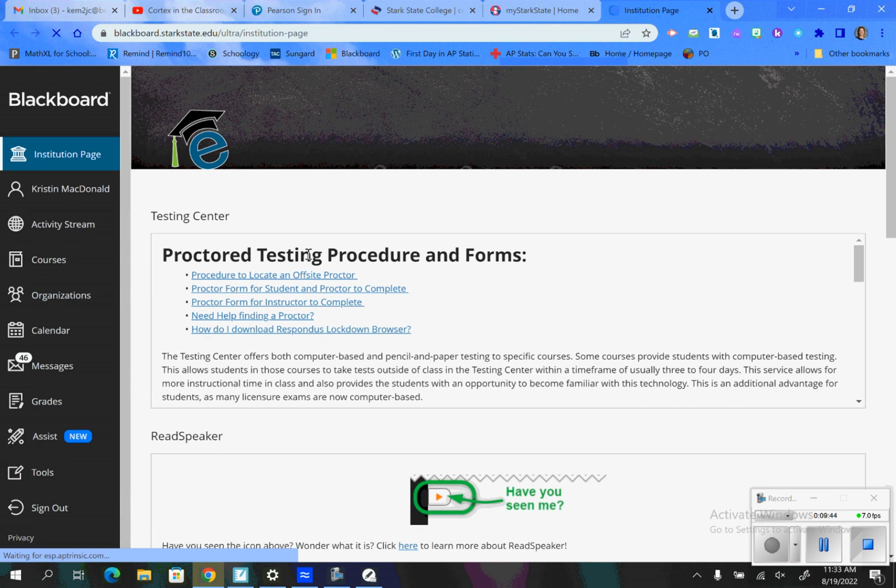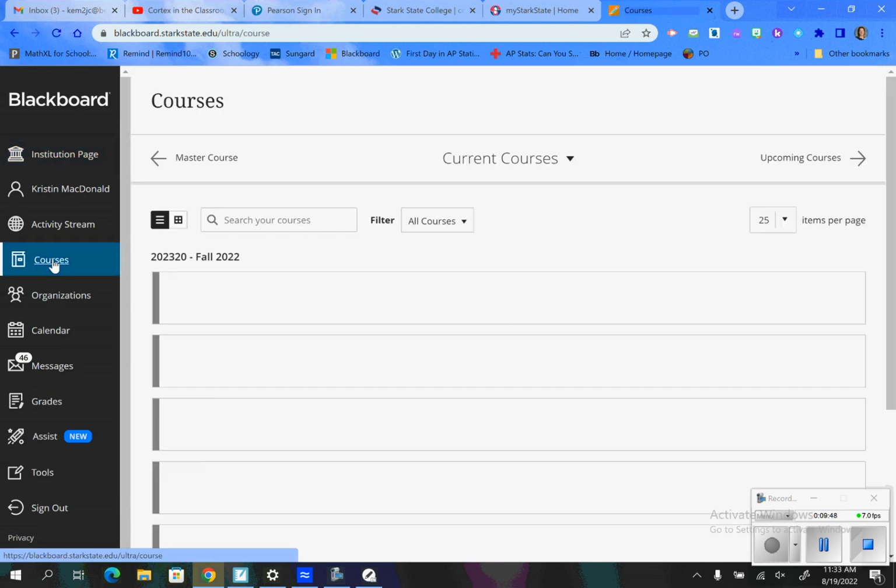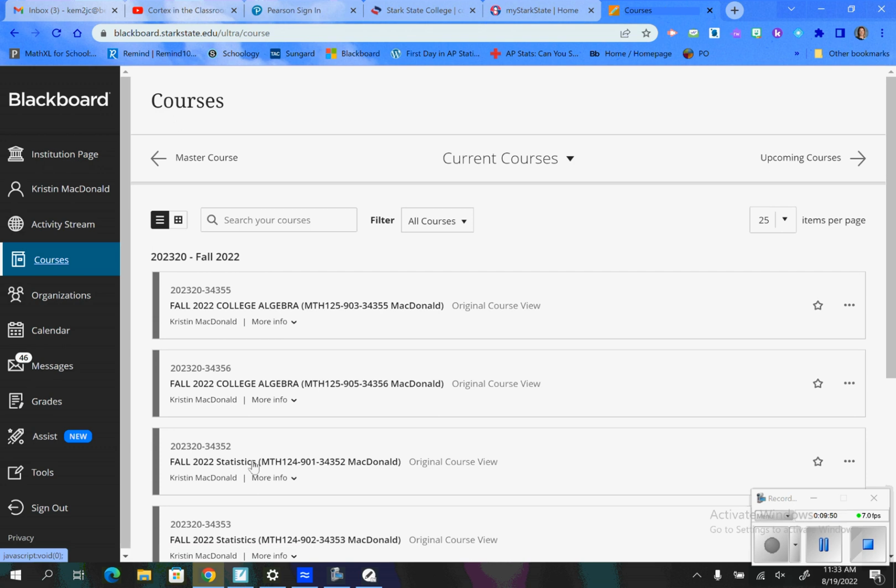Okay, and then you want to go to courses. These are all mine that I'm teaching, but you should see a College Algebra 1 on there. If you don't have College Algebra 1, we're going to take a few minutes and I'll check the spreadsheet to figure out why College Algebra isn't showing up for you, if you don't already know why it's not there.